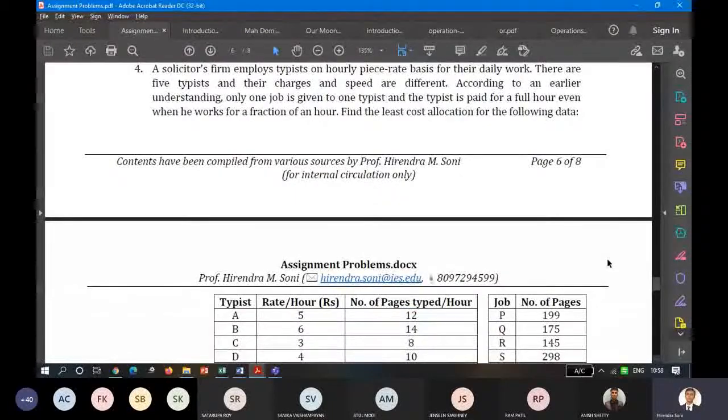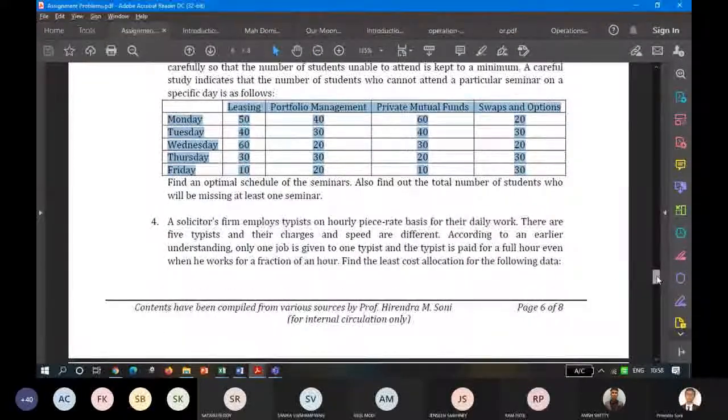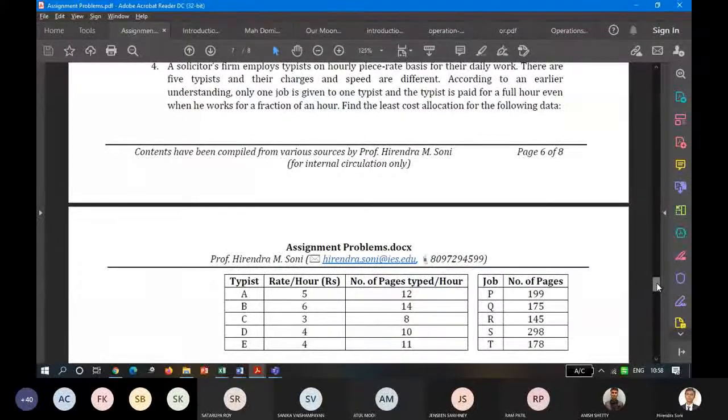Challenge would be in terms of formulating this one. How will you do this? So rate divided by number of, multiplied by number of pages.